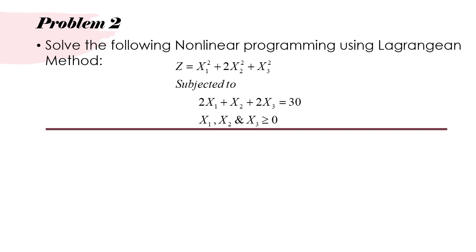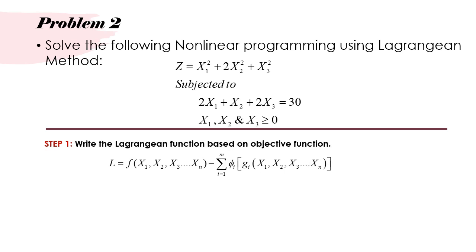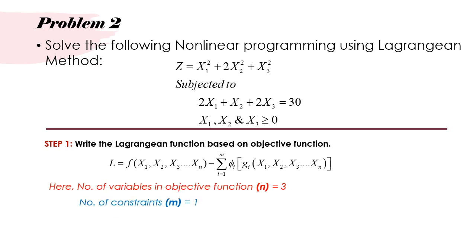Let me proceed with another problem. Here my z has 3 variables, x1, x2 and x3, and I have one constraint. Again we will follow the same procedure. Step 1, writing in terms of the Lagrangian function. Before that we will identify what my n value and my m value are. So n is 3 here, you have x1, x2 and x3, and m is 1, because we have only one constraint.